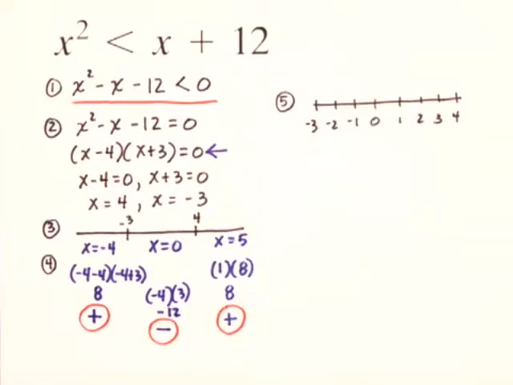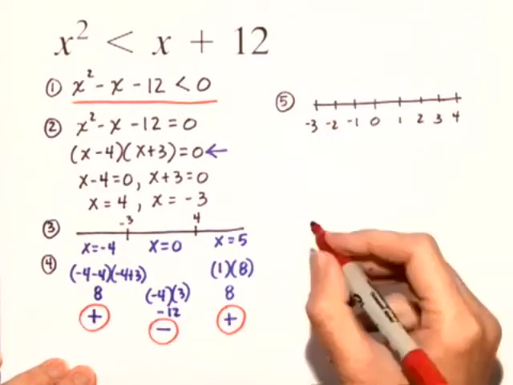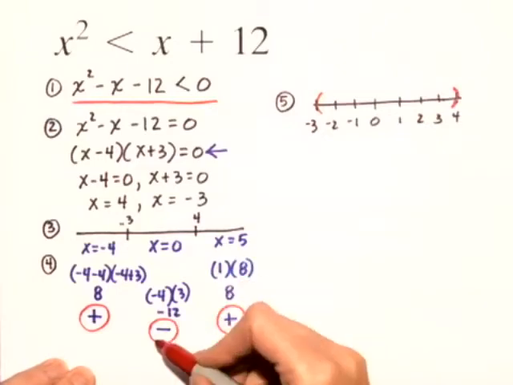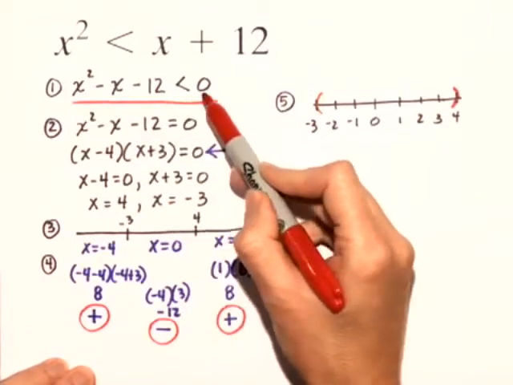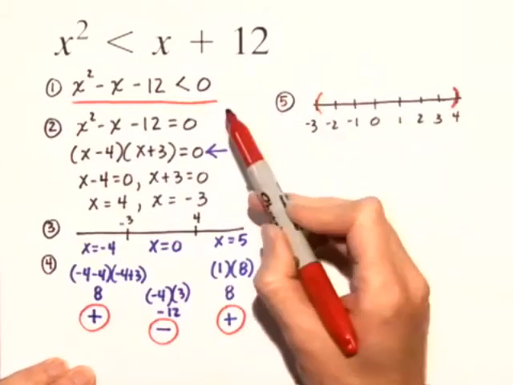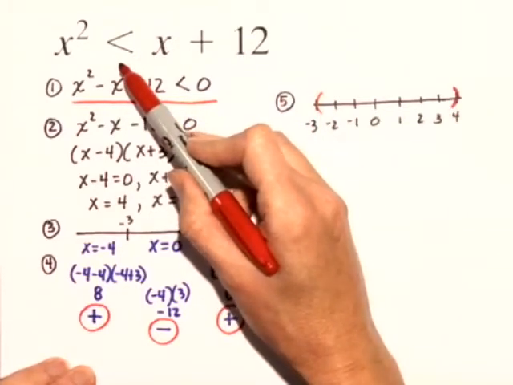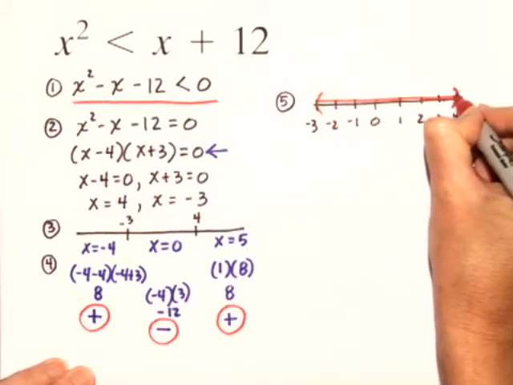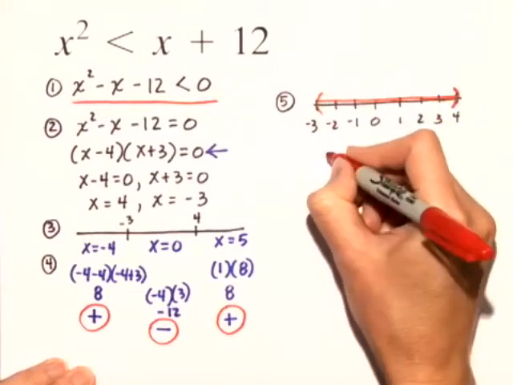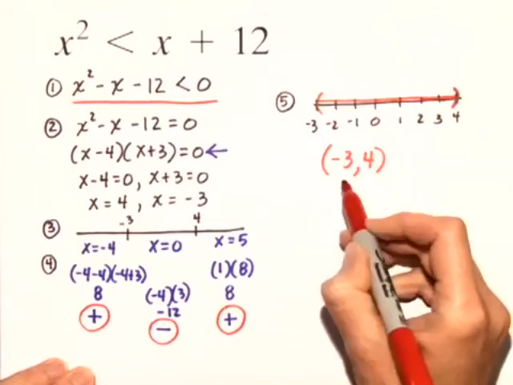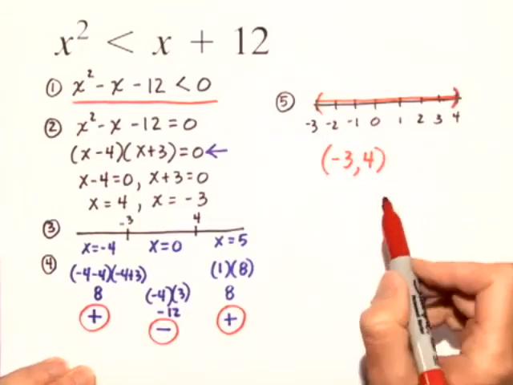We can write our solution directly on this number line. So we know between negative 3 and positive 4, the function values are negative because we wanted to know when this function is less than 0. The reason that I used parentheses instead of brackets is because we had a strict inequality. There was no equal sign here. And we shade in this interval. And our interval notation would just be the interval from negative 3 to 4 exclusive, not including the endpoints.